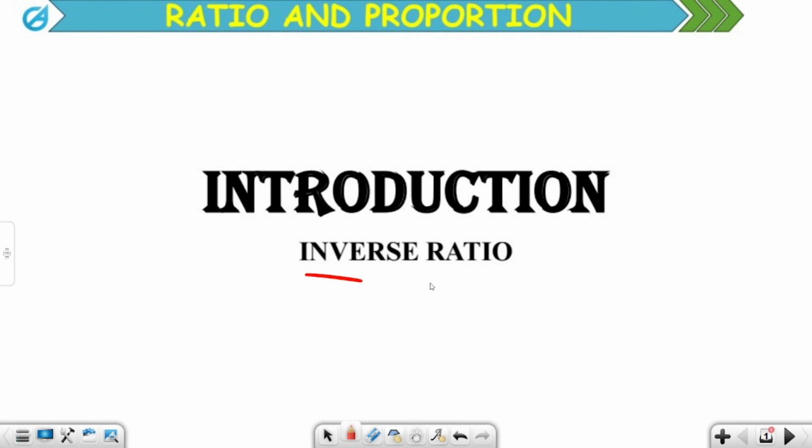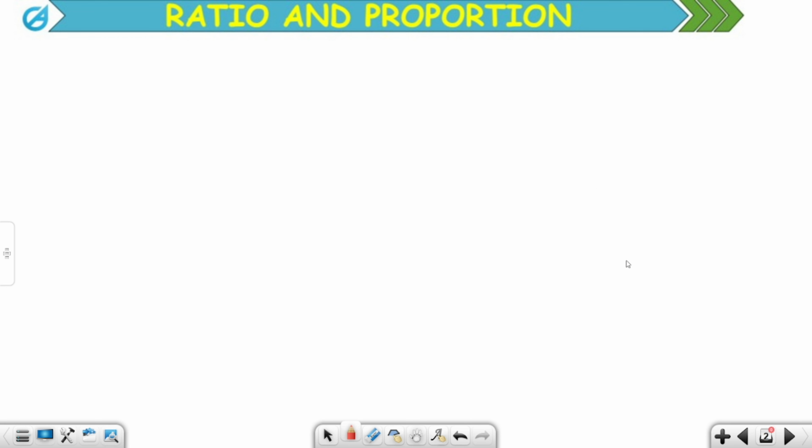Today we are going to see what is inverse ratio from the topic ratio and proportion. Inverse ratio is a very easy topic. You all know the general format of a ratio is A is to B. To write the inverse ratio, first take the reciprocal, that is 1 by A is to 1 by B, then cross multiply. So what will happen? B is to A.